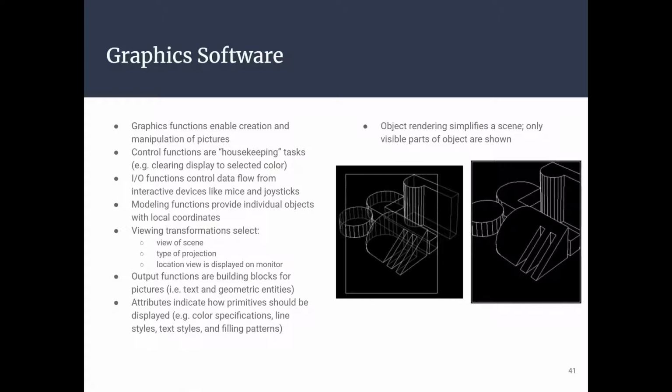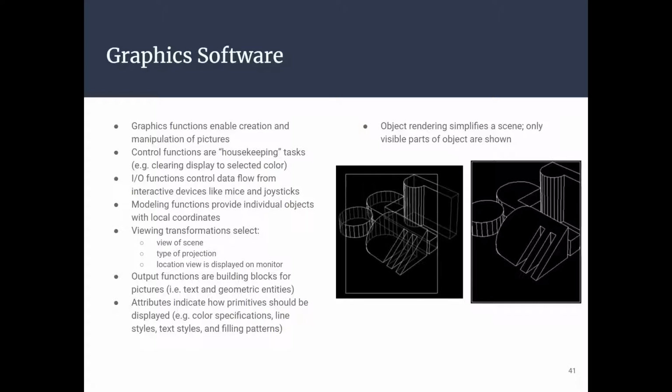Graphics functions enable creation and manipulation of pictures. Control functions are housekeeping tasks. You can think of clearing the display to a selected color, for example. I/O functions control data flow from interactive devices like mice and joysticks. Modeling functions provide individual objects with local coordinates.